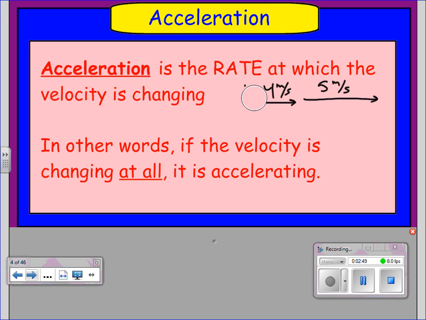However, let's look at another example. Let's say an object is moving at a constant 5 meters per second, and then decides to turn around and go 5 meters per second the other way. Is the object accelerating? You might be tempted to say no, since the speed is constant. But since the object changed direction, it is accelerating, since velocity is a vector quantity. If the direction changes, the velocity changes. And if the velocity changes, there is acceleration.